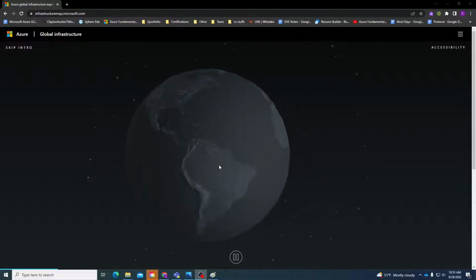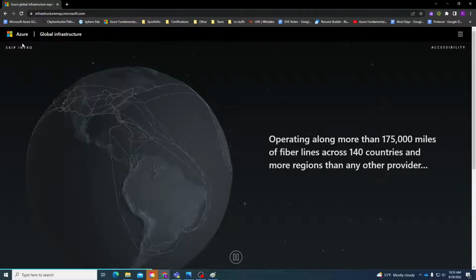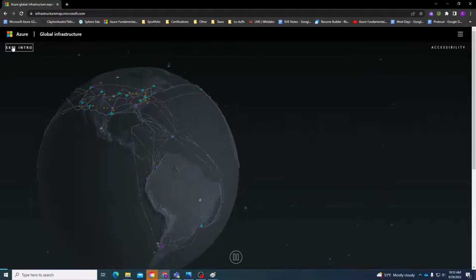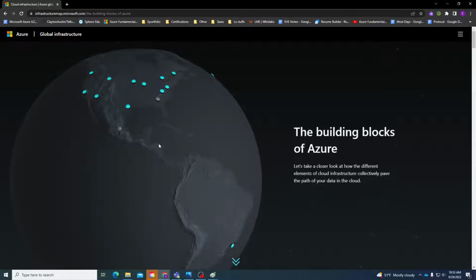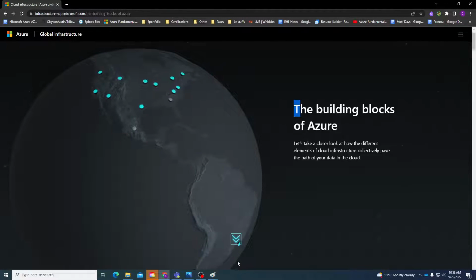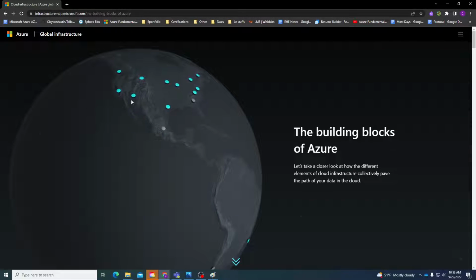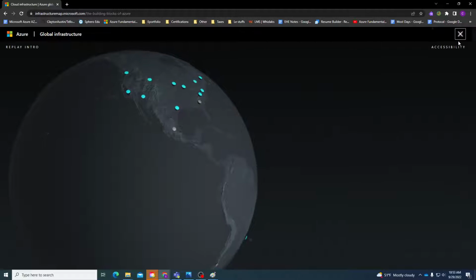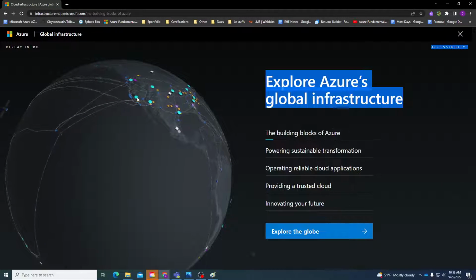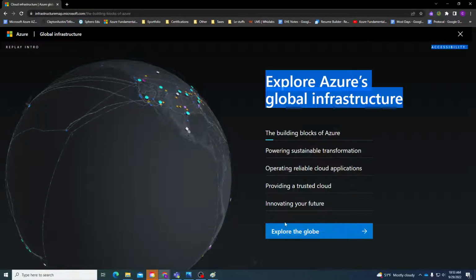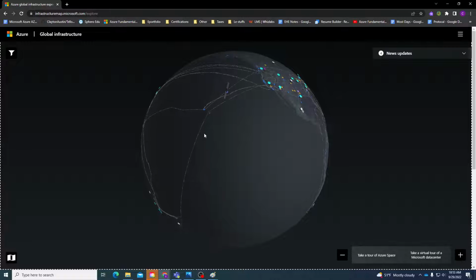And within this, you can see all of their data centers. You can see there's a data center there, and then there we go.